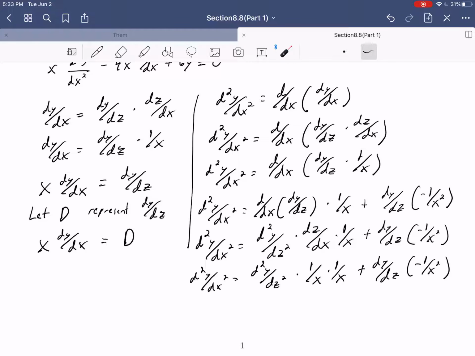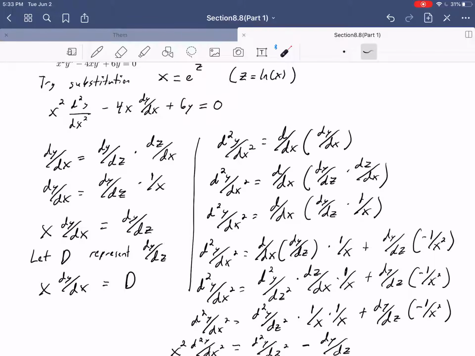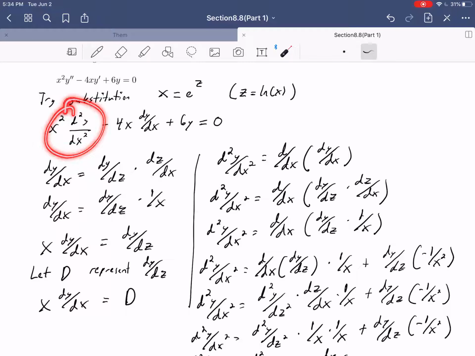Okay, let's multiply both sides of this by x squared, and we're going to get x squared times the second derivative of y with respect to x is going to be the second derivative of y with respect to z minus the first derivative of y with respect to z. Now, what's interesting about that? Well, this is going to be that first component of our differential equation.